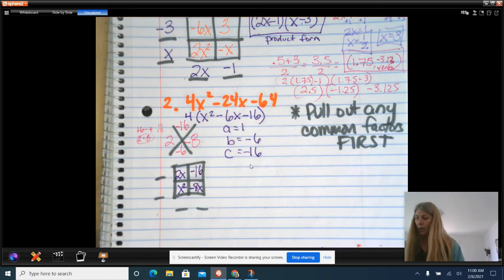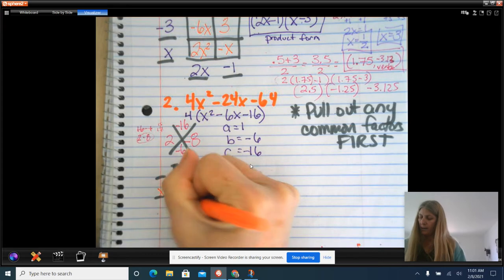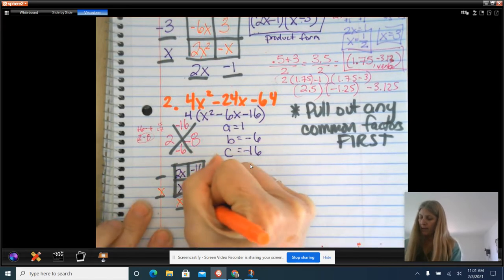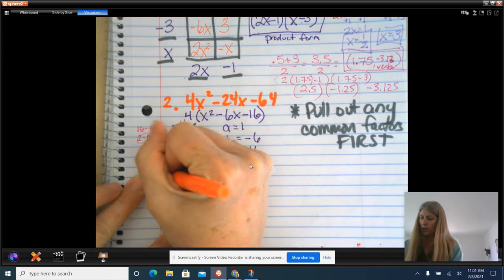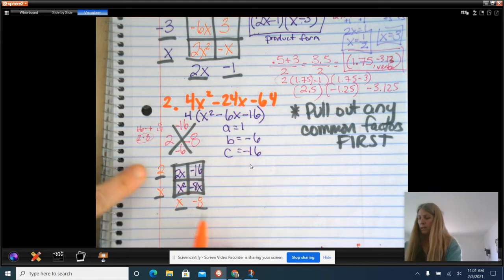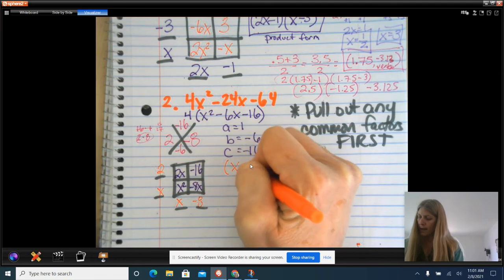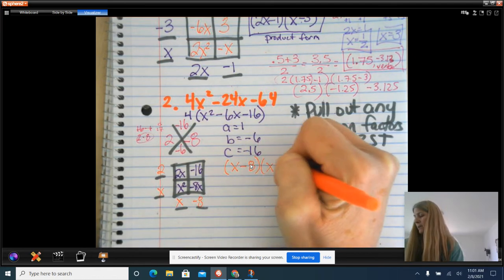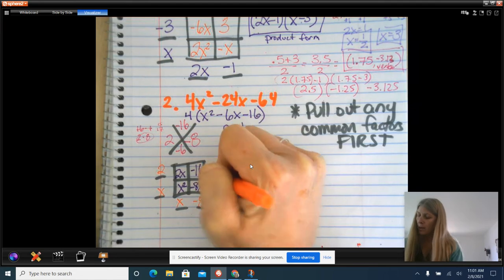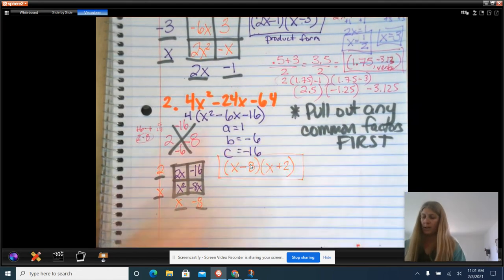Okay, now we're going to go ahead and solve. The only way to get an x squared is x times x. X times negative 8 gives me negative 8x, and x times 2 gives me 2x. Negative 8 times 2 is negative 16. So we now have our product form, x minus 8 times x plus 2. So that again is our product form, our standard form.